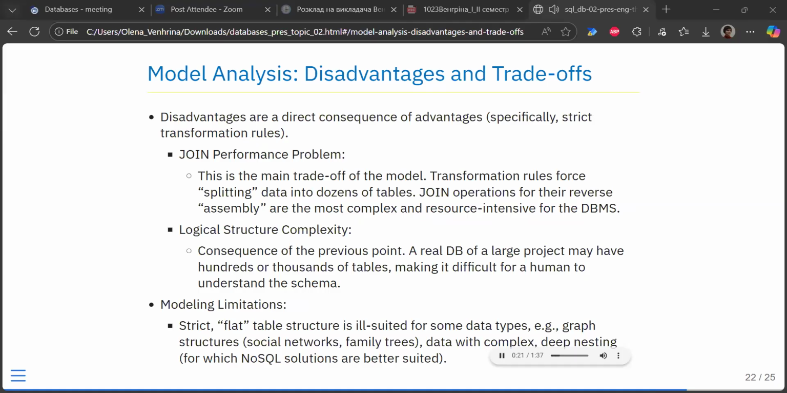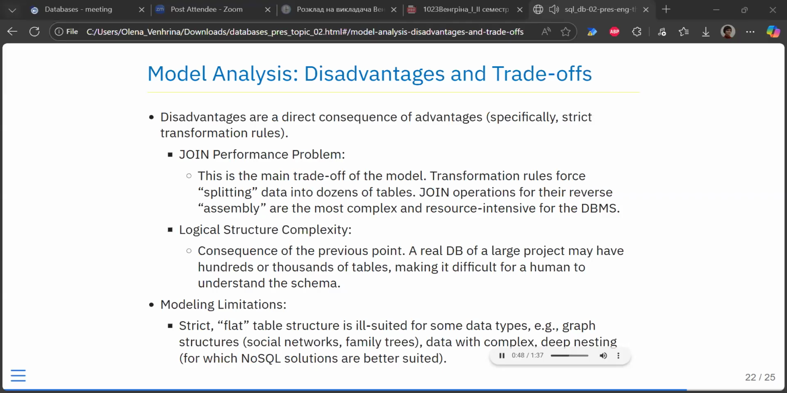Recall the second section of the lecture. Rules force us to take integral objects like an order in an online store and split them into many separate tables, orders, customers, order_items, products. To assemble them back into a single report, we are forced to use the join operation, which we defined in the penultimate section. These join operations are the most computationally heavy and resource-intensive for any DBMS.